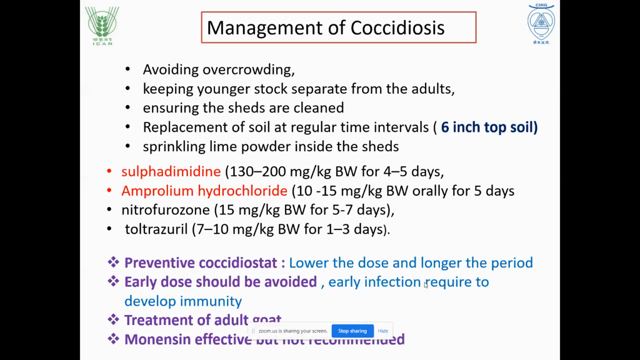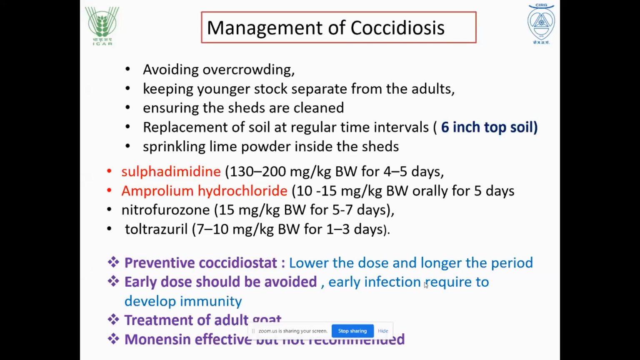And there are two approaches. One is the treatment, and the other is the preventive approach. In the treatment approach, we have different drugs available in the market: sulfadiamidine, amprolium hydrochloride, nitrofurazone, and toltazuril. The most commonly used are the sulfonamides and amprolium, and you can use them at a definitive dose rate for a longer period, especially 5 to 7 days.